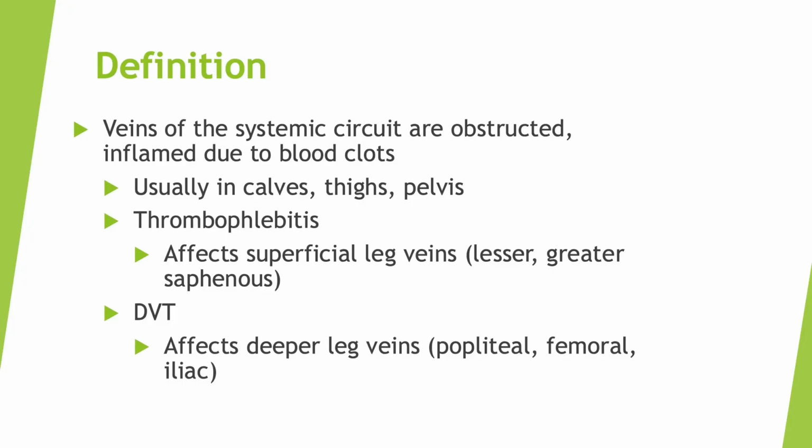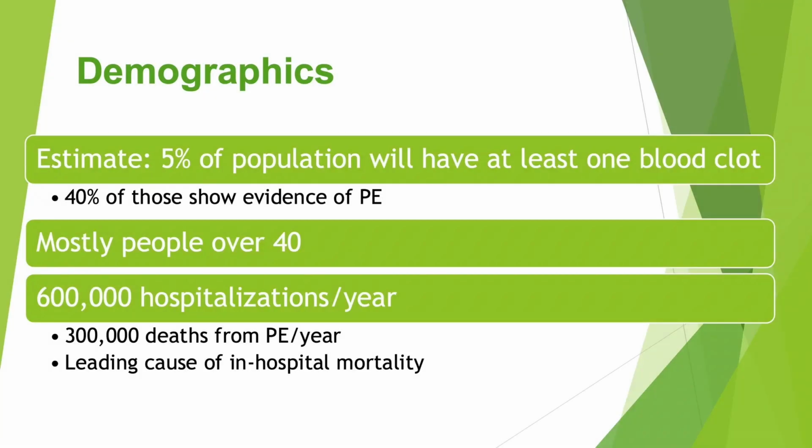DVT is generally more serious due to the larger size of these veins and the greater risk of embolism. The demographics of thrombophlebitis and deep vein thrombosis are significant. It's estimated that 5% of the population will have at least one blood clot in their lifetime. Of those, 40% show evidence of pulmonary embolism. This condition is seen mostly in people over 40 years old. Tragically, PE is the leading cause of in-hospital mortality.